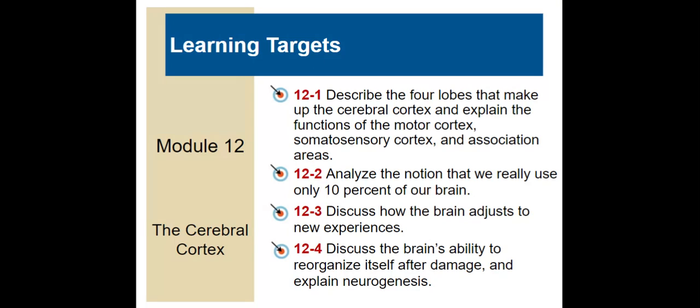Okay, in this module we're going to take a look at the four lobes of the brain, including what I like to call the wrapping paper of the brain, which is the cerebral cortex. We're also going to look at the various different lobes of the brain, and also all of the cortexes and association areas, or the areas that we think we store most of our memories. We're also going to look at the notion of whether or not we use only 10% of our brain. We're also going to talk about how the brain has this amazing ability to adapt to new experiences and also to deal with damage and trauma. Okay, let's go ahead and get started.